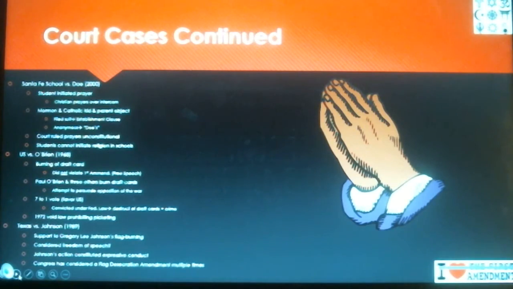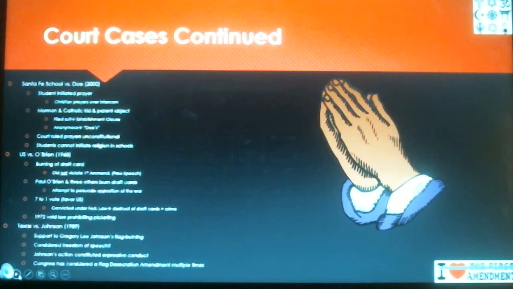Santa Fe School versus Doe in 2000. It was a student-initiated prayer. Students were allowed to announce Christian prayers over the intercom at home football games. 2 sets of kids and their mothers, one Mormon and one Catholic, objected to the practice and filed suit based off of the Establishment Clause. They were anonymous and referred to as the Does.